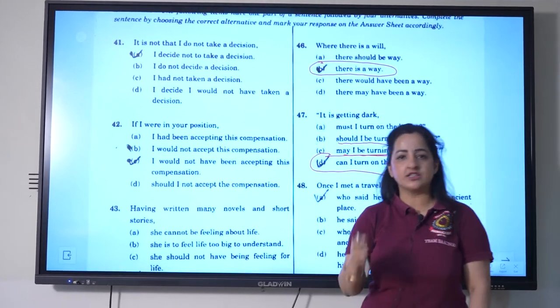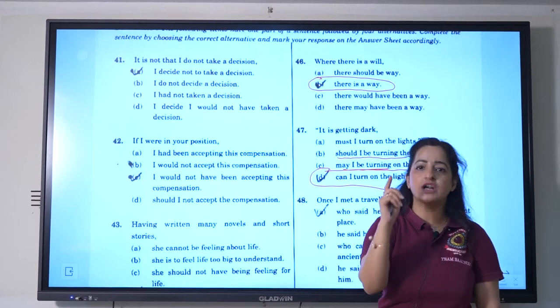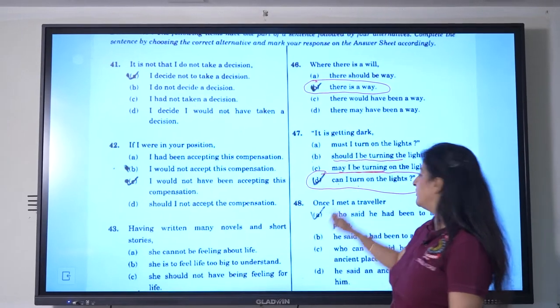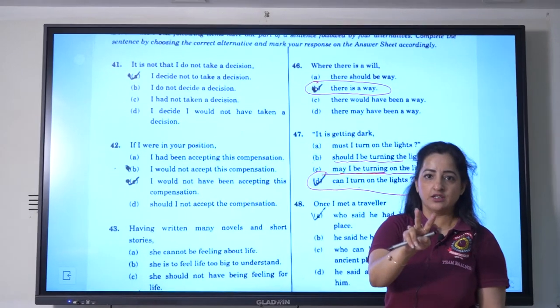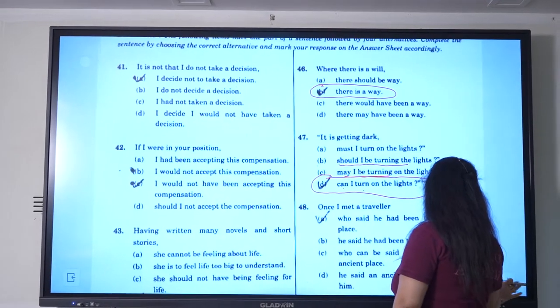Why do you want a continuous tense over here? You're simply asking a question. You want an imperative. It's a request, so you just go for modal and V1. Can I turn? Yeah, because it's a request there. Okay. Moving on.